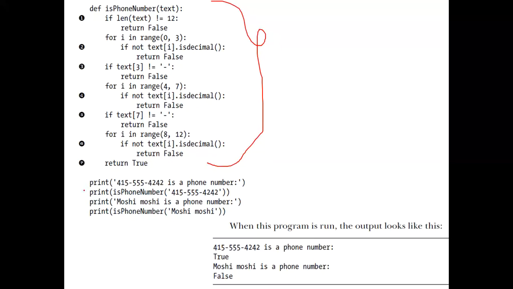Let us start tracing with a function call. Once we execute this program, we are going to get a message. That message is this. That means we are just checking whether it is a phone number.